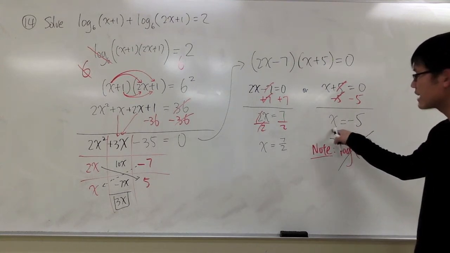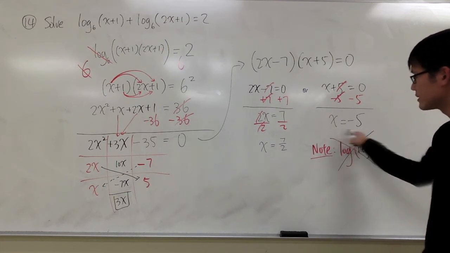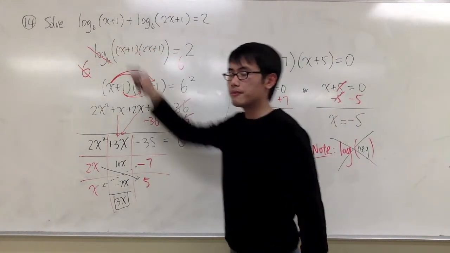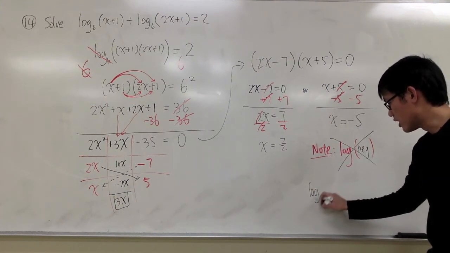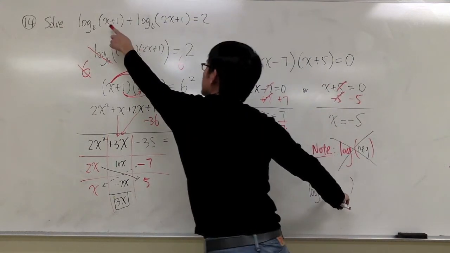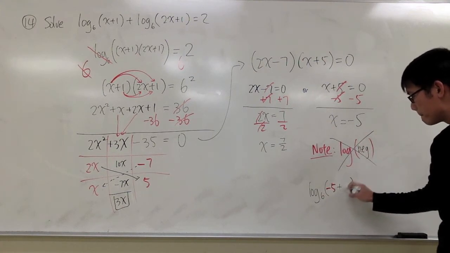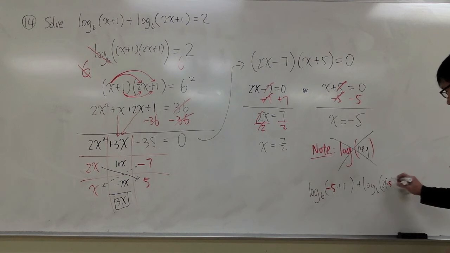And I claim that x equal to negative 5 is not the answer, because if I want to check this answer, I plug this into the original equation. Let me just write it down right here for you guys. I will get log base 6. And here originally is x. X is negative 5. You see that we have negative 5 plus 1. And perhaps let me just write down the whole thing. Log base 6 of 2 times negative 5 plus 1 equals 2. Like this, right?